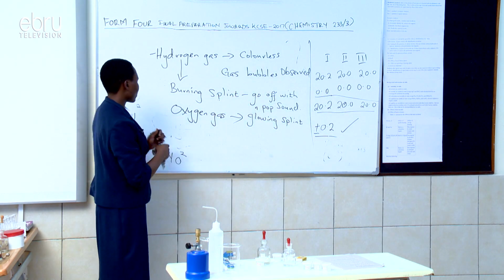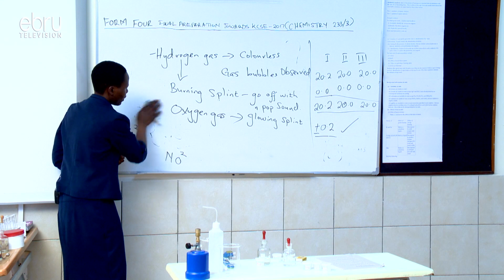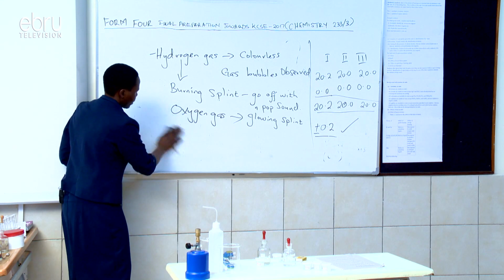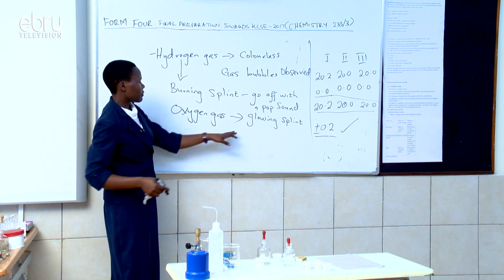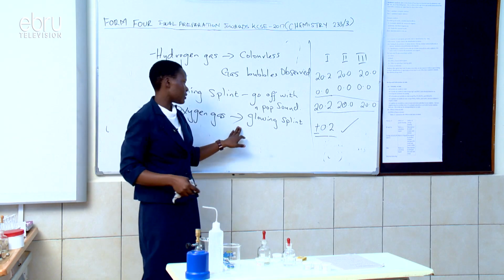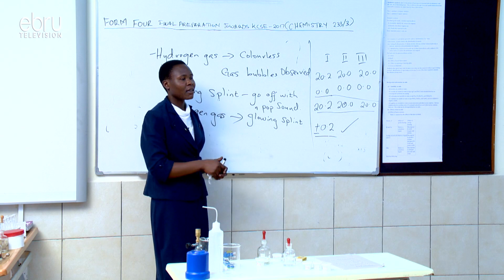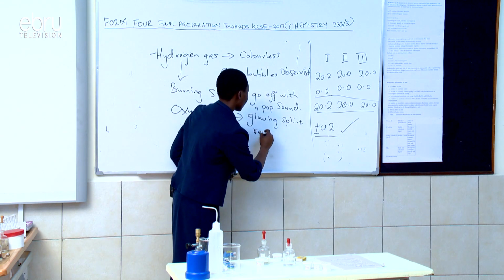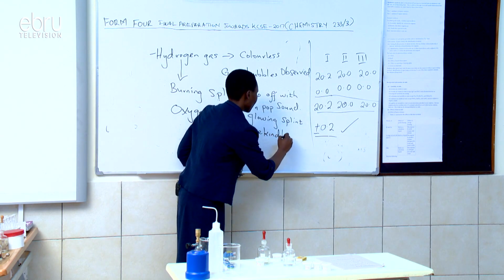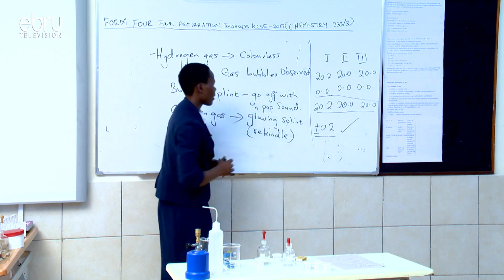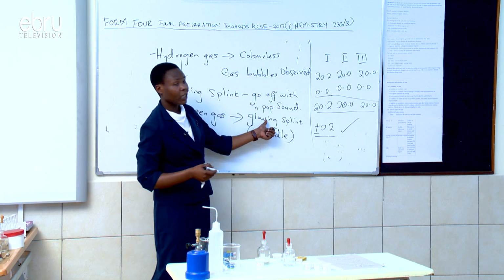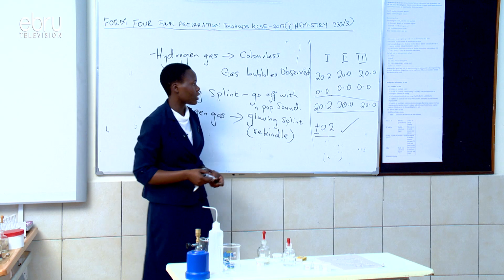The learner can use a glowing splint when testing for the presence of oxygen gas. So what is the expected result if oxygen gas is there? If oxygen gas is there, then the glowing splint will rekindle. That means it will burn again, it will light up again. Because it was glowing initially, now it is going to rekindle.